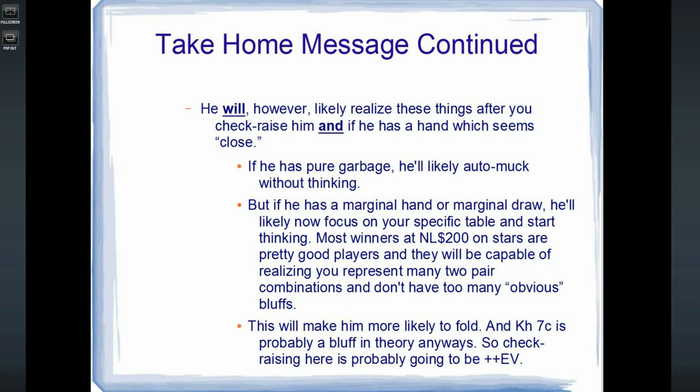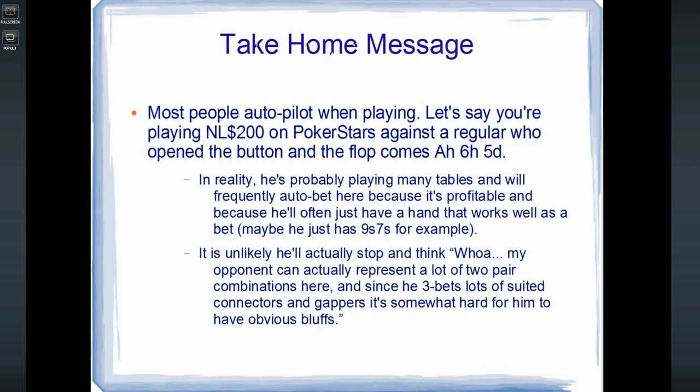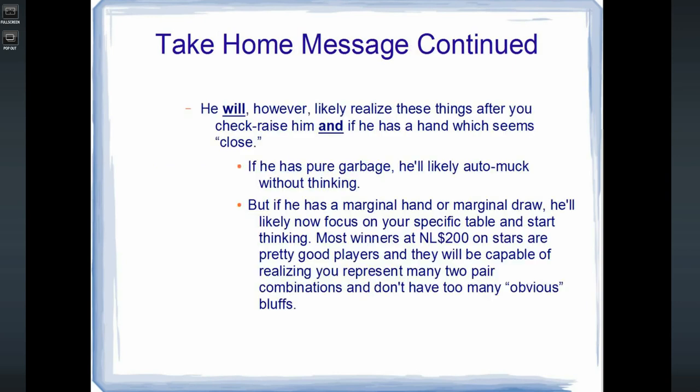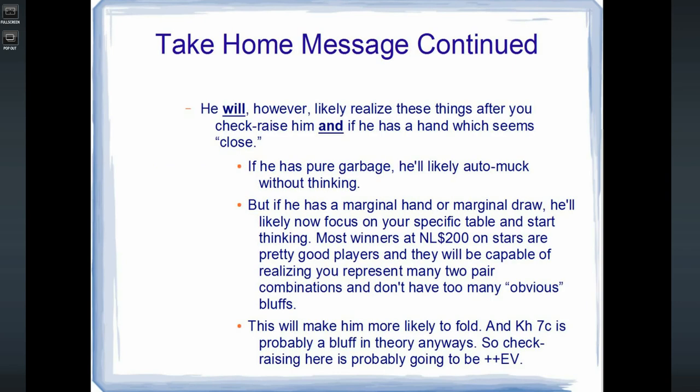So it's pretty reasonable to expect your opponent to bet pretty loosely on this ace of hearts, 6 of hearts, 5 of diamonds board. But once you check raise him, if someone's winning at No Limit 200 on Stars, they're probably pretty good, and they will start realizing, oh, wait a second, if my opponent check raised me here, he's going to have a lot of ace-6 and ace-5 because those hands cold call in the big blind. They'll also probably be able to realize that it's hard for you to have a lot of bluffs, so that will make them a little bit more likely to fold if the decision seems close. So just be aware of that.